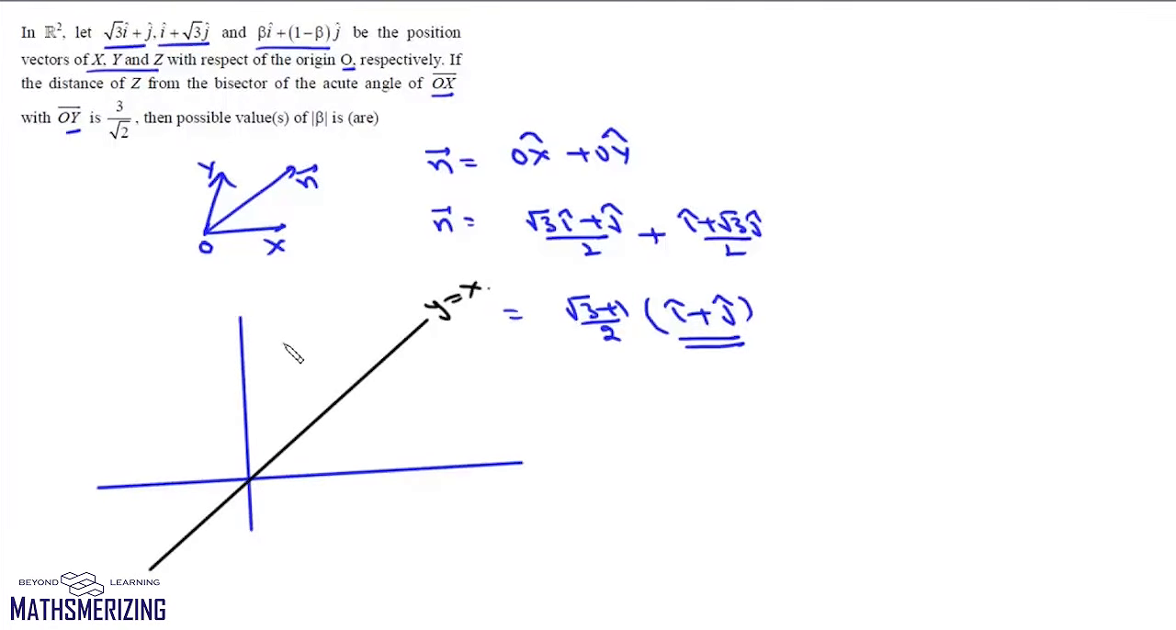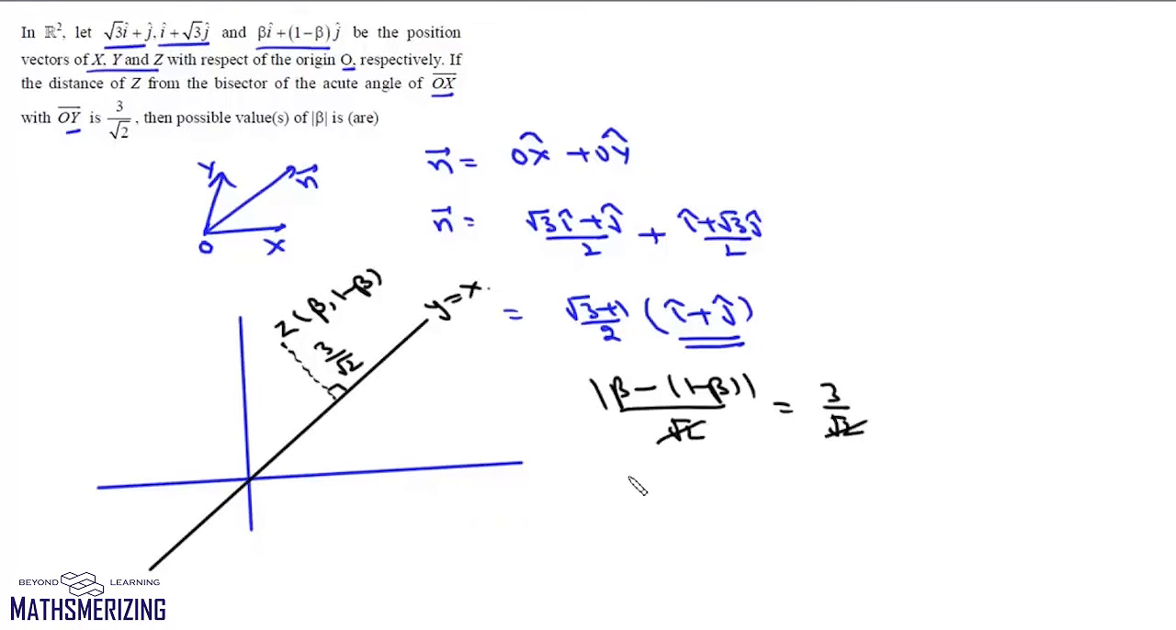Now if we take this point Z, this point Z is (beta, 1 minus beta). Now it says the distance of Z from this angle bisector is 3 by root 2. We need to find possible values of mod beta. So the distance of this point from the line x minus y equals 0 will be mod of (beta minus (1 minus beta)) upon root 2, and this will be equal to 3 by root 2.